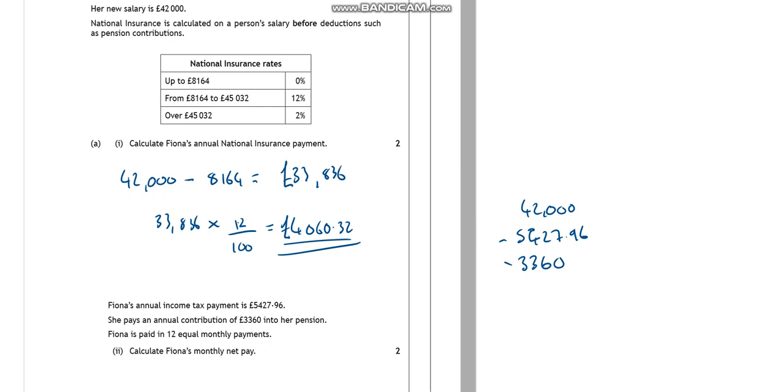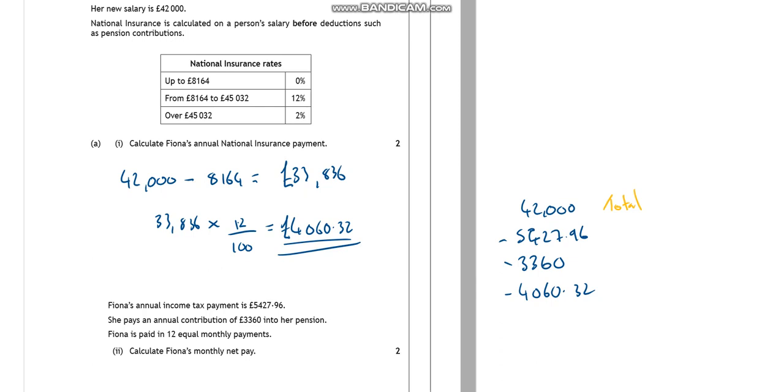We need that. So what is left once she's paid all of her tax and all of her pension? I feel I'm forgetting one little thing. Aha, obviously, she's also going to have to put in the tax we just calculated, so that is 4060.32. So, just to label that, that's like our total.